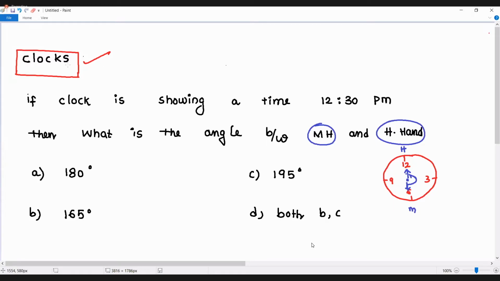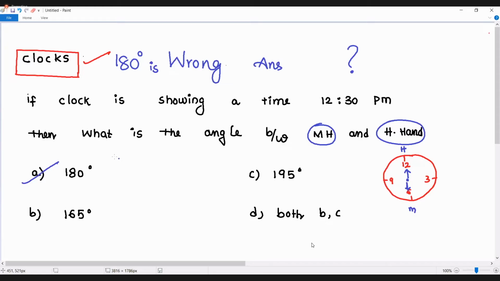We might think okay, 12 and 6 look like a straight line, and mark the answer choice as 180. That is absolutely wrong. 180 is a wrong answer. Why is 180 a wrong answer? If you can understand that, then we can go with the actual understanding of the concept to make the answer choice on the angle between the minutes and hours hands.